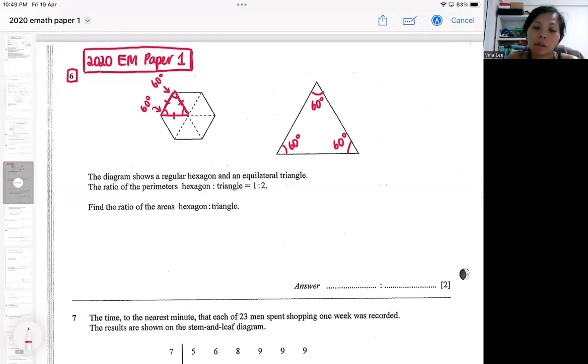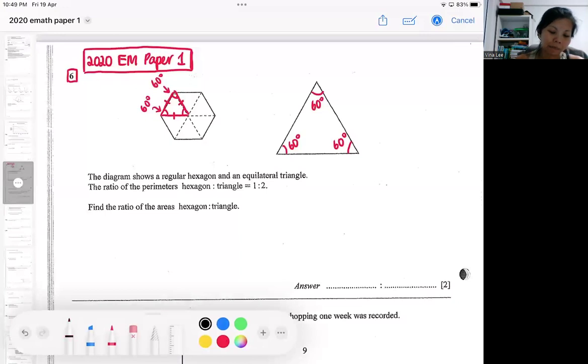Okay, the only information that they gave you is the ratio of their perimeter, and then you are supposed to find the ratio of their area. So in order to make use of the ratio of the perimeter, you try to apply algebra. Because the ratio is on the perimeter, your algebra has to be on the length. So I repeat, the ratio is on the perimeter, so if you want to apply algebra, you apply it on the length so that you can use the ratio.